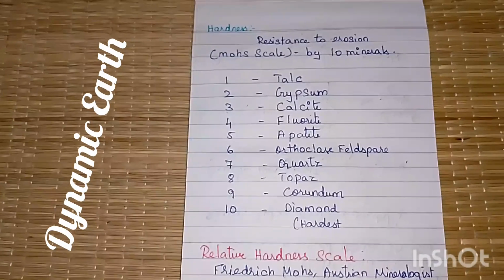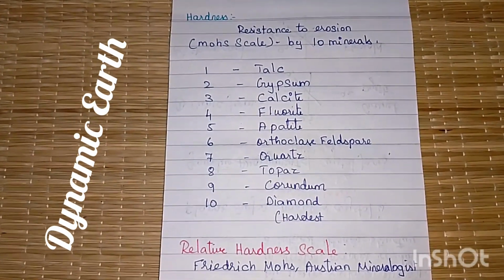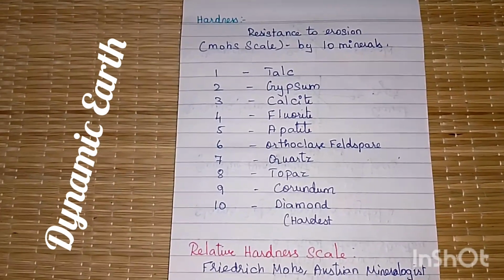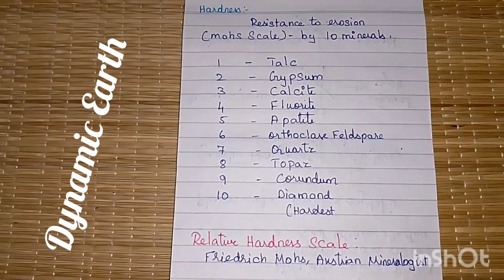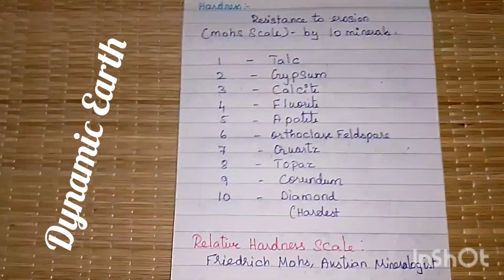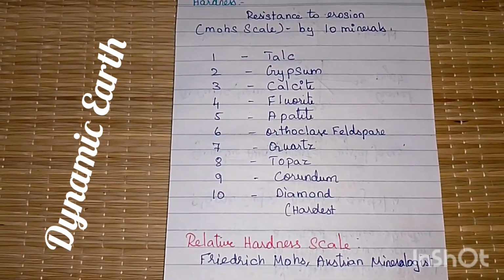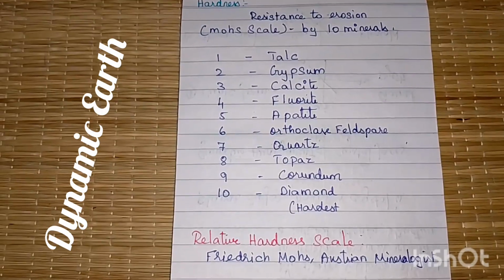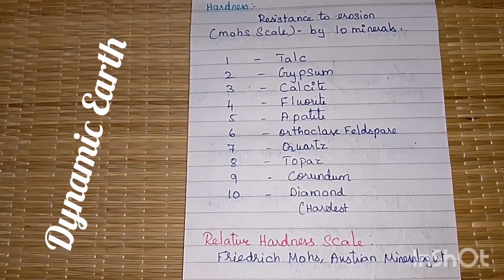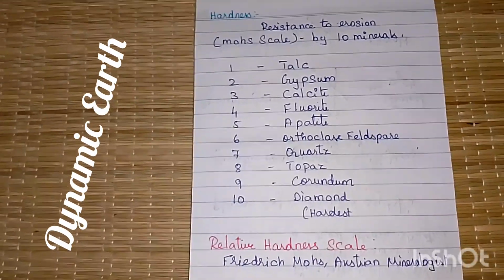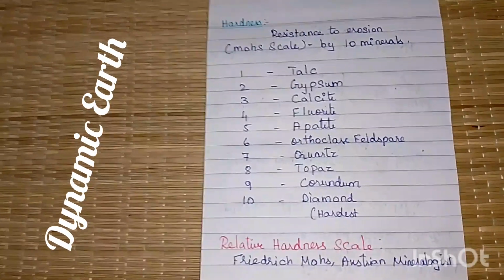We all know about the relative hardness scale, which was created by Friedrich Mohs, an Austrian mineralogist. He gave a 10-scale relative hardness scale, which can be used to compare the hardness of different minerals. First, the lowest, is talc, which can be scratched by our fingernail. Next is gypsum. It can also be scratched by our fingernail, but with some strength. And the third is calcite. We can scratch it with a copper penny.